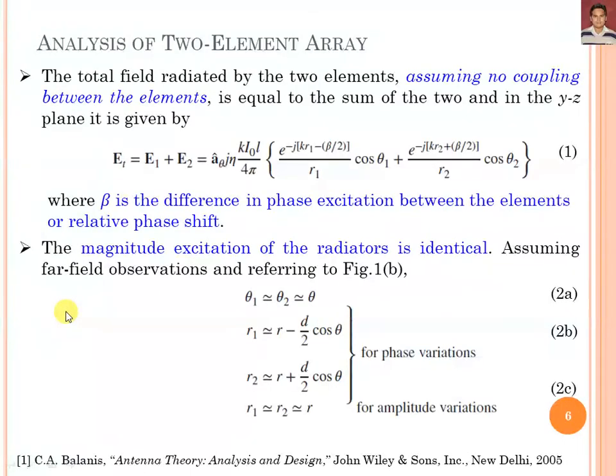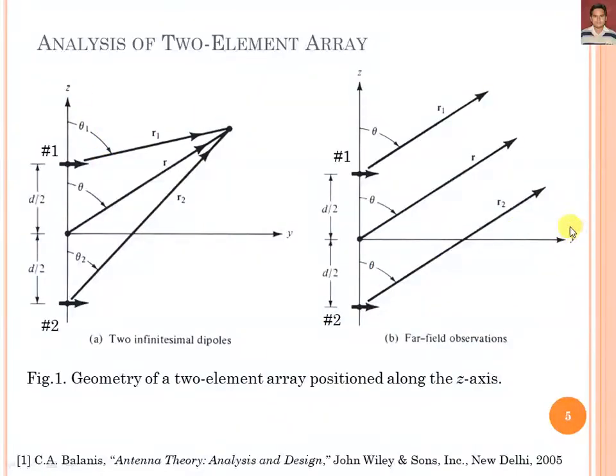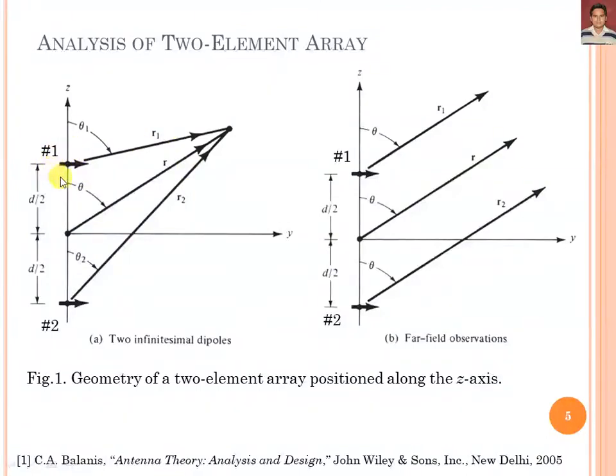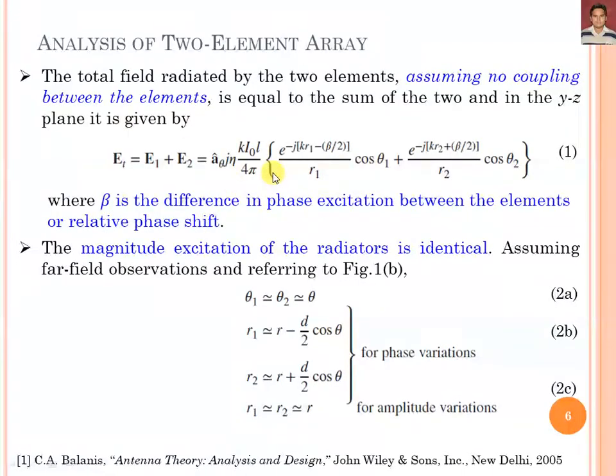So the same concept we are using here, and then we have to calculate for the two element array. We can calculate the total field radiated by the two elements, assuming no coupling between the elements, as the sum of the two, in the yz plane. So Et is equal to E1 plus E2, where E1 is due to element 1 and E2 is due to element 2. Then we put E1 and E2 from the single infinitesimal dipole antenna, and we get this expression for calculating the total radiated field by the two elements.